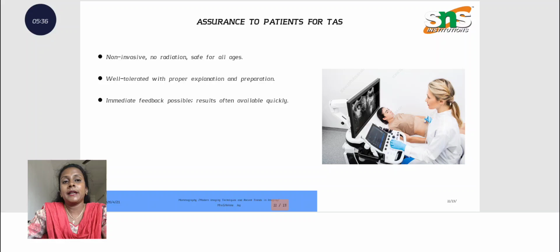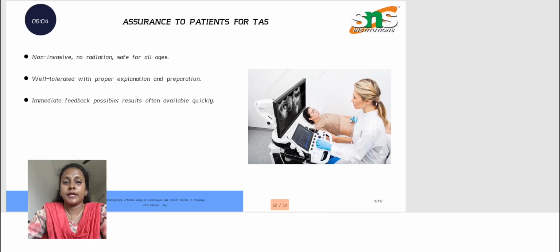Before or after the procedure, we have to give assurance to the patient that it is a non-invasive procedure, no radiation will be given to the patient, and it is safe for all ages, even for pregnant ladies. It is well tolerated with proper explanation and preparation. Immediate feedback and results should be given to the patient quickly.